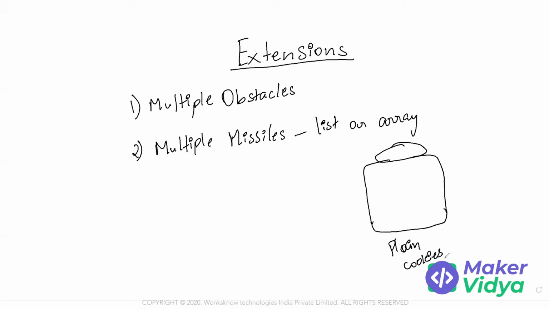Now, the plain cookie jar will hold the missiles. It'll hold a bunch of missiles. And every time a player fires a missile, one of the missiles from the cookie jar is taken away. And once the player fires all the missiles from the cookie jar, we will reload the cookie jar with missiles again, thereby allowing the player to fire at the obstacles.